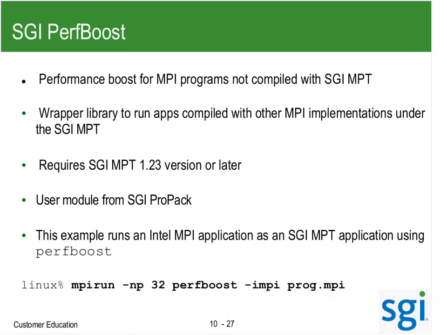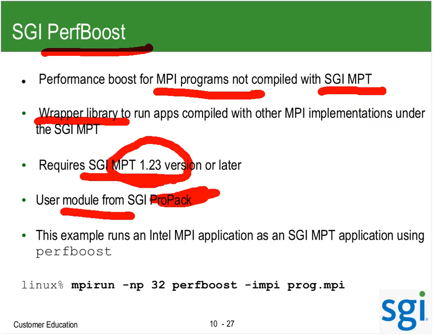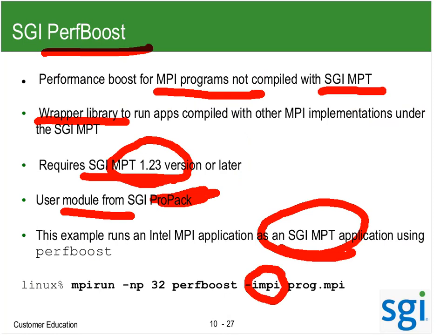And the other utility is the SGI PerfBoost. So this is fairly new as well. Performance boost for MPI applications that were not compiled with MPT. So it's a wrapper library. You need to have MPT 1.23 or later. There's a user module in it. I guess it shouldn't be ProPack anymore. And then this example runs an Intel MPI application as an SGI MPT application. So here I'm saying -i MPI for Intel.